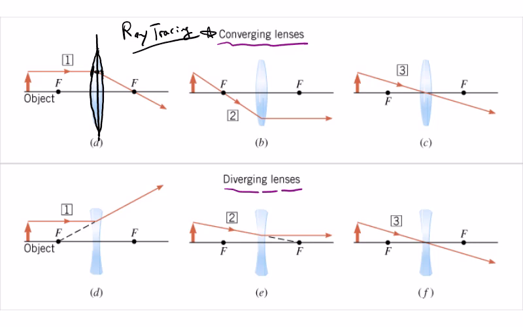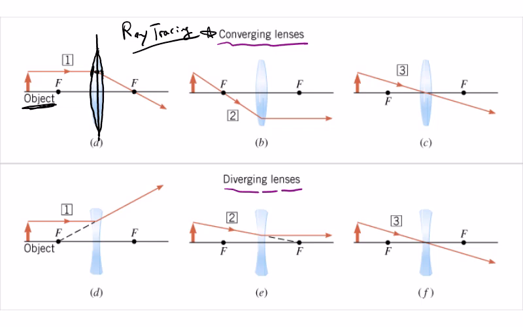So if this is my object over here, and I am trying to figure out where the image is, with a double convex lens or a converging lens, we're going to have a focal point. But if you notice, I have two focal points. I have a focal point over here and a focal point over here. Because the light is actually going to pass through, we have focal points on both sides.